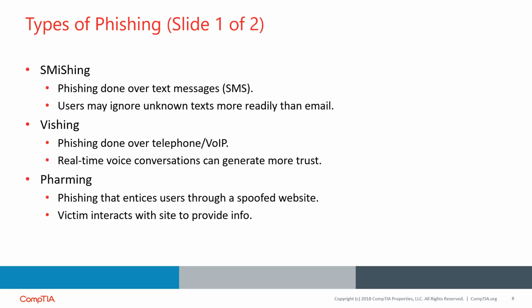I have here some types of phishing attacks. First in the list is smishing, also known as SMS phishing. This is a phishing attack in which the attacker entices their victim through SMS text messages. The prevalence of smartphones may make using SMS more attractive to an attacker than email, but people are more likely to ignore text messages from unknown or untrusted senders than email.